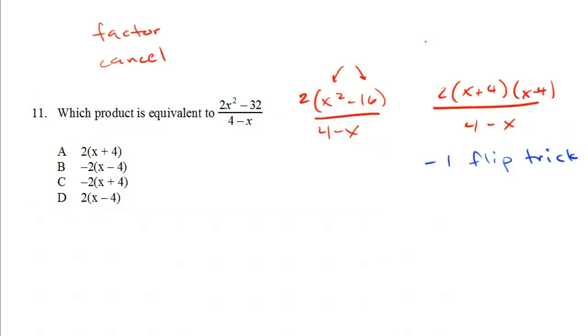So using that -1 flip trick, we're going to multiply the bottom by -1 and the top by -1. And let's see what happens here. Or you can just take the opposite of the bottom and the opposite of the top.